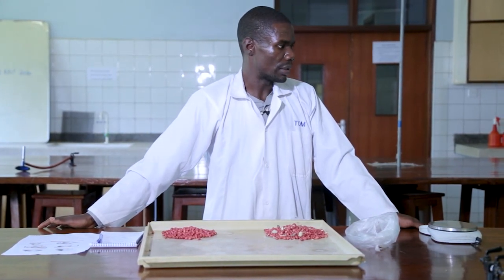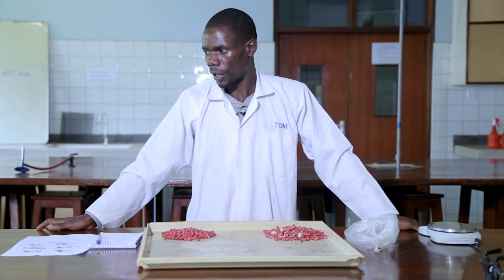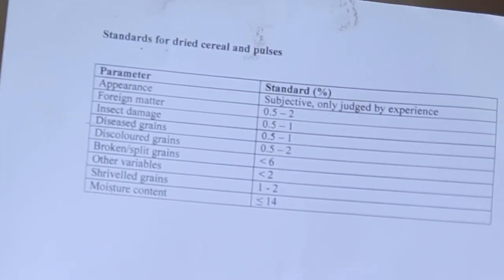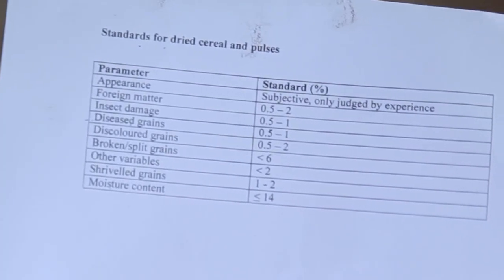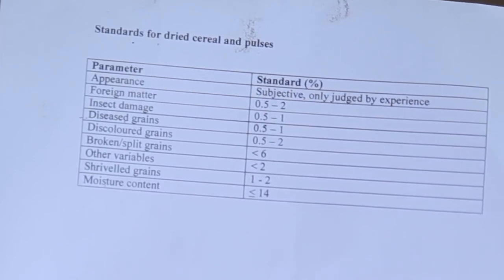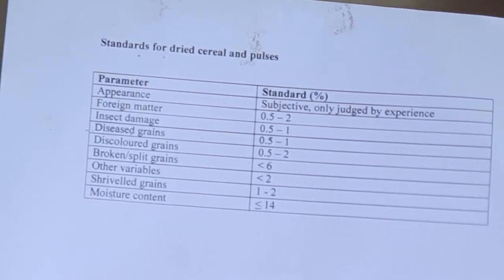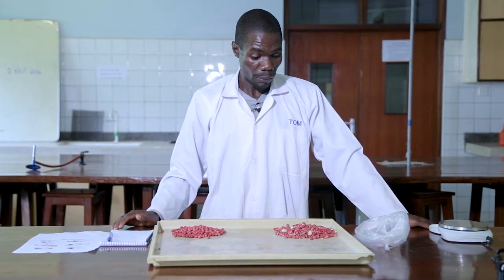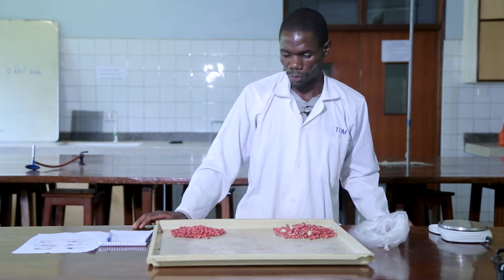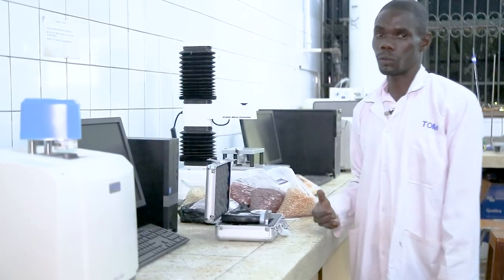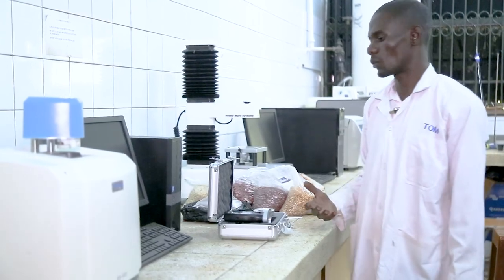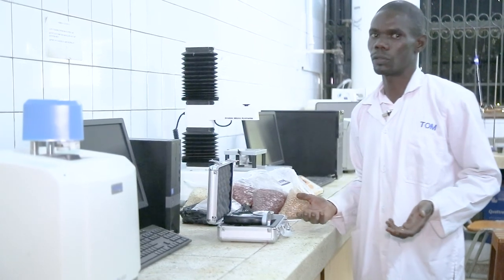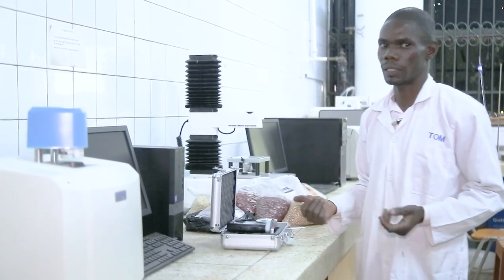The other parameter we've not yet looked at is moisture content. Of course, we picked out a few parameters. There's a list. I will request you to look out for the UNBS standard for grain. So we are going to also demonstrate how to measure moisture content. Next, after sampling, the next thing is to determine the quality parameters that affect the grade of your grain, whether it is maize or beans or groundnuts.